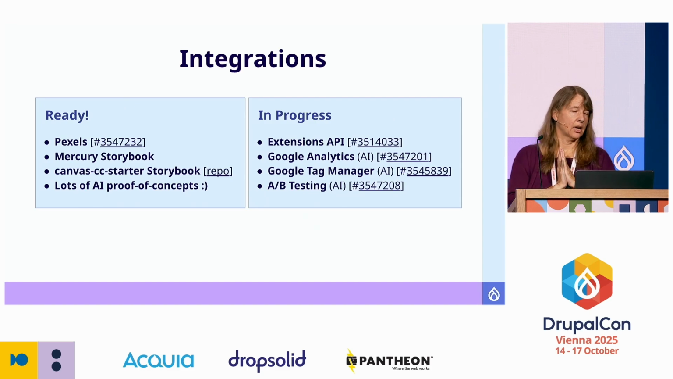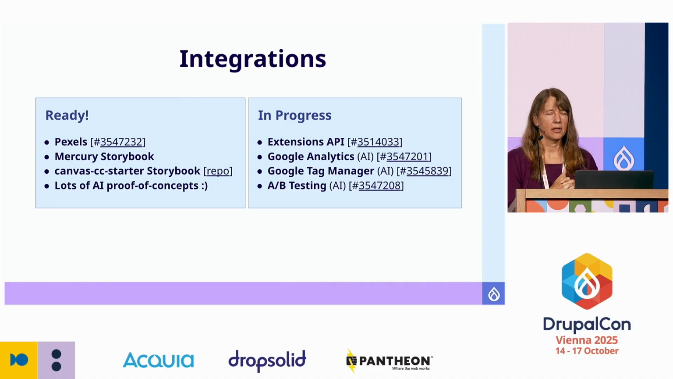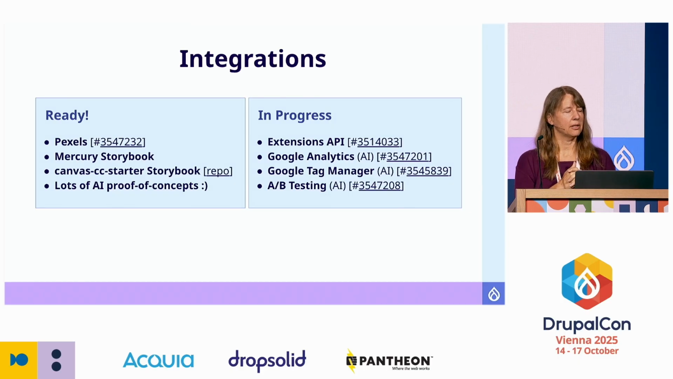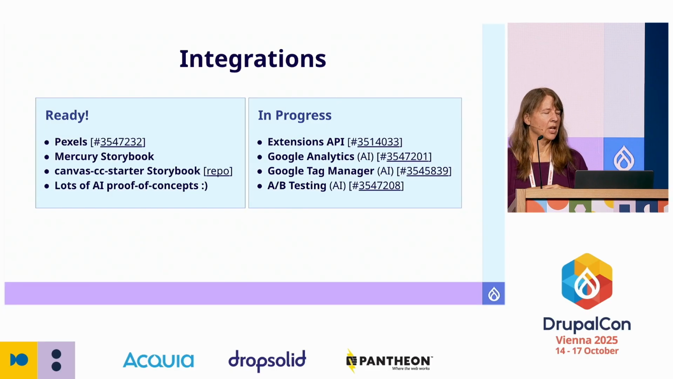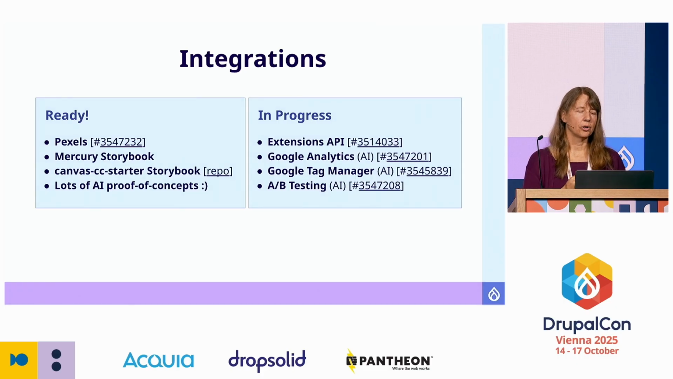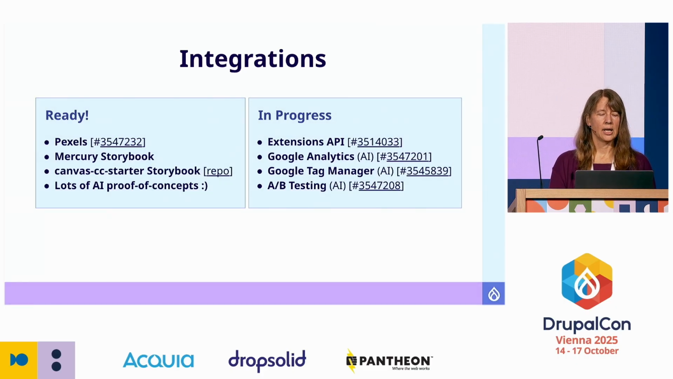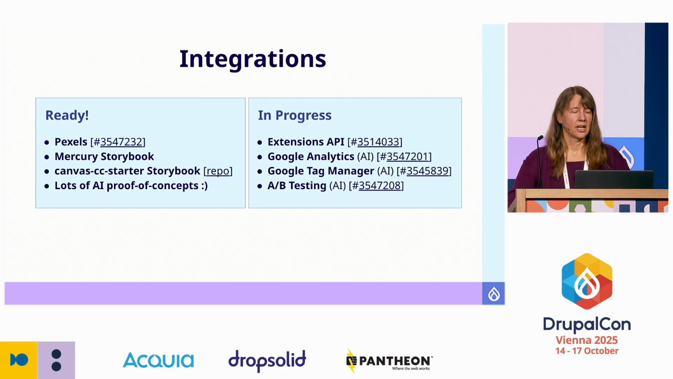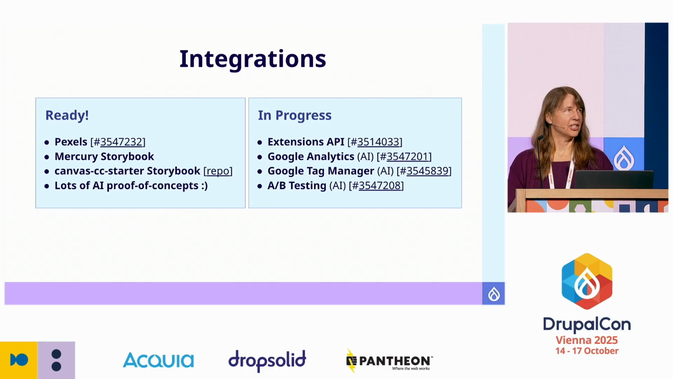So yeah, there are interesting things happening. Again, the Pexels one is an AI thing that Marcus did from Freely Give, where if you wanted to get images into Canvas, you could use this thing called Pexels for some free AI generated art. And there's a Storybook integration with Mercury, and the Canvas Code Component Starter Kit also has a Storybook integration. Lots of AI proof of concepts that you could explore, too many to mention.